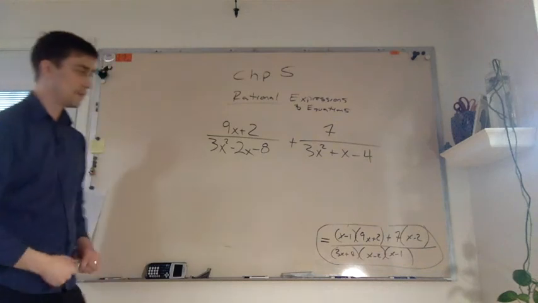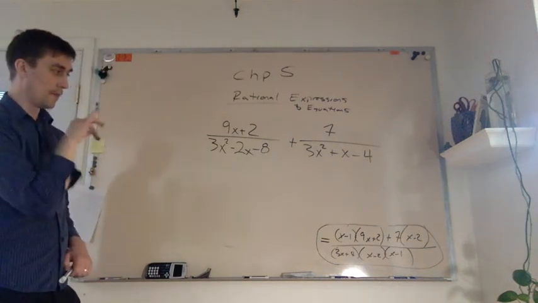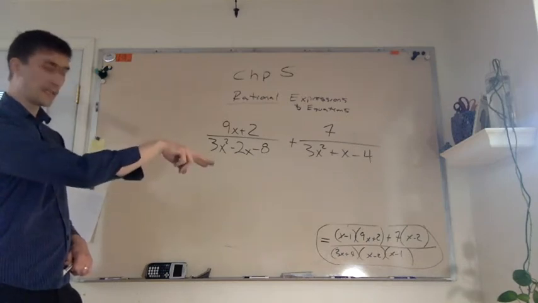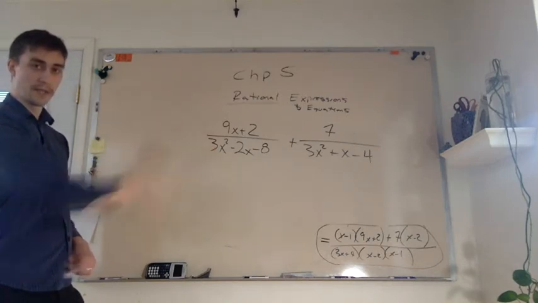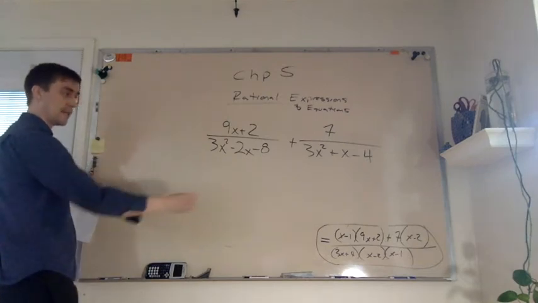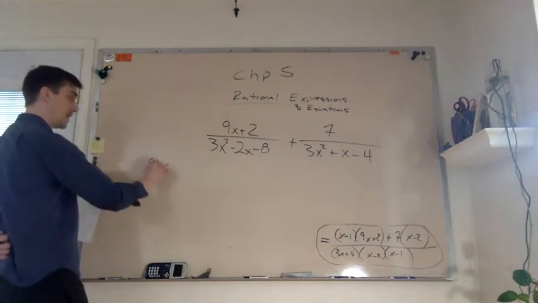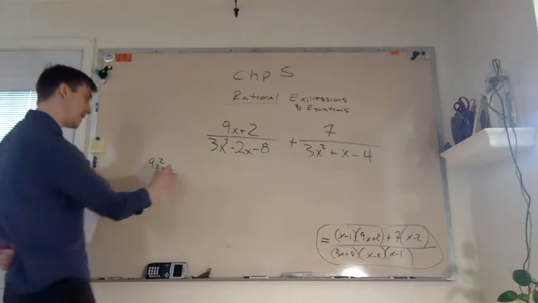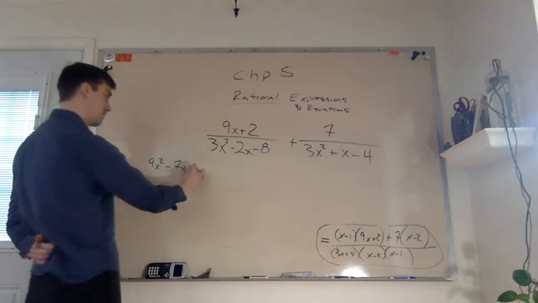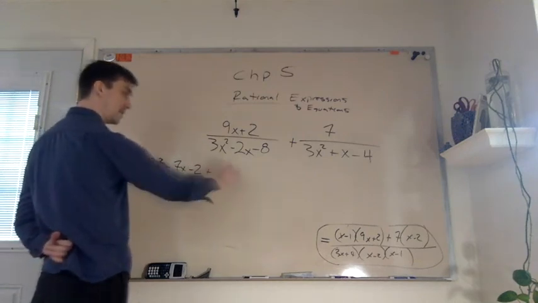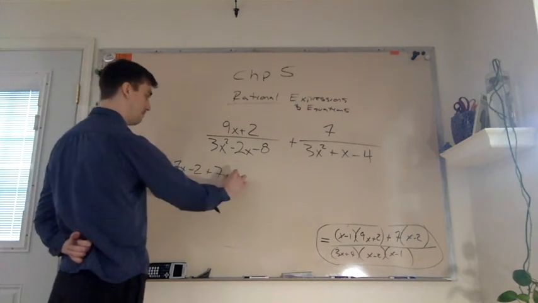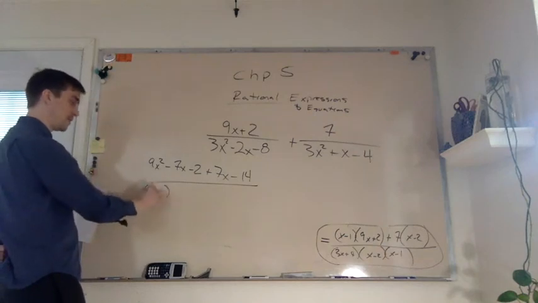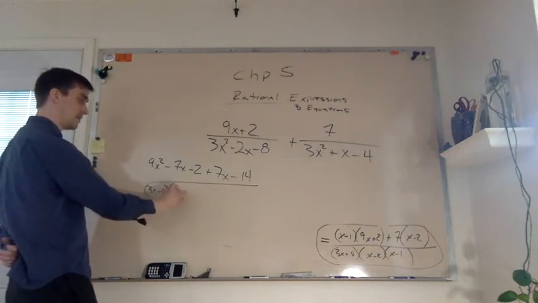The work that you should do is on the top. So I would FOIL those first two things, distribute that 7, combine like terms, and then see what's happening. So x minus 1 times 9x plus 2 will be 9x squared plus 2x minus 9x, which is minus 7x minus 2, and then plus 7x minus 14, all over the common denominator, which I'm going to leave alone. I'm not going to FOIL this out.